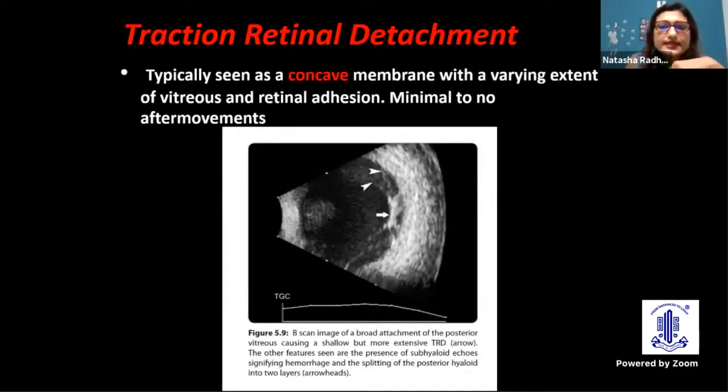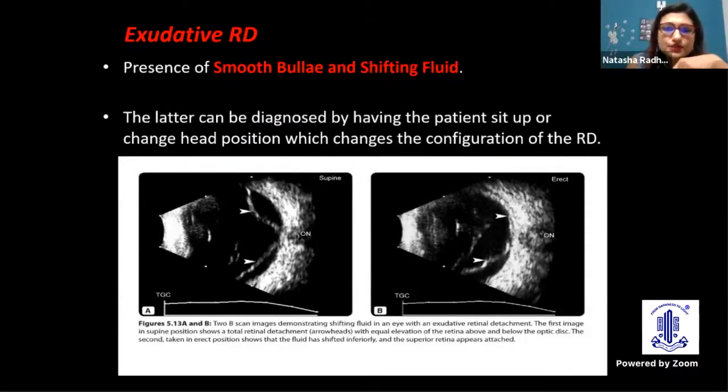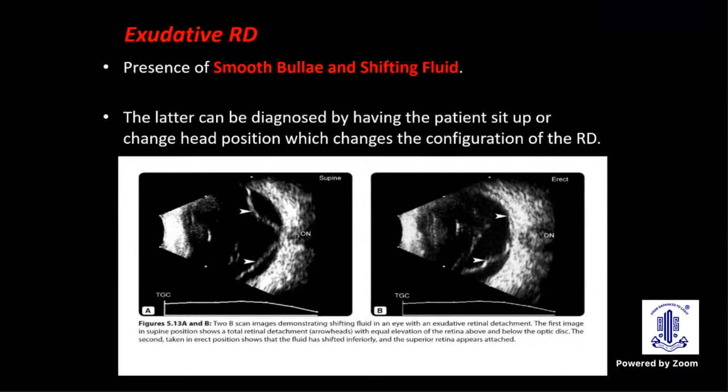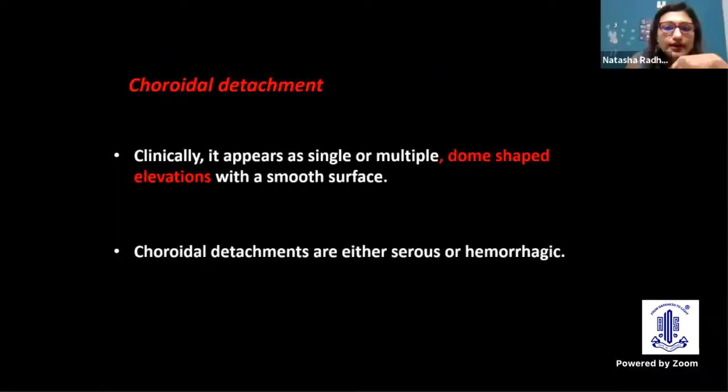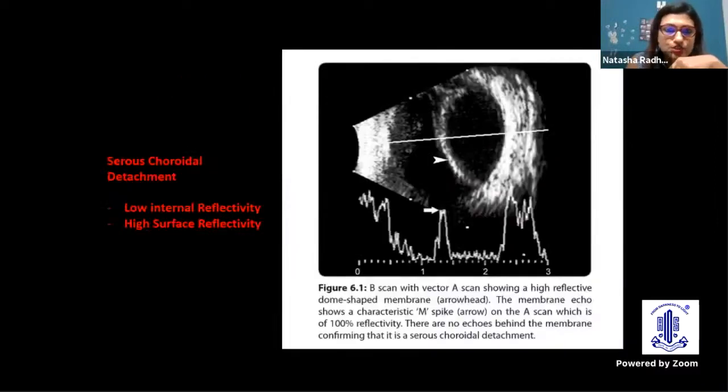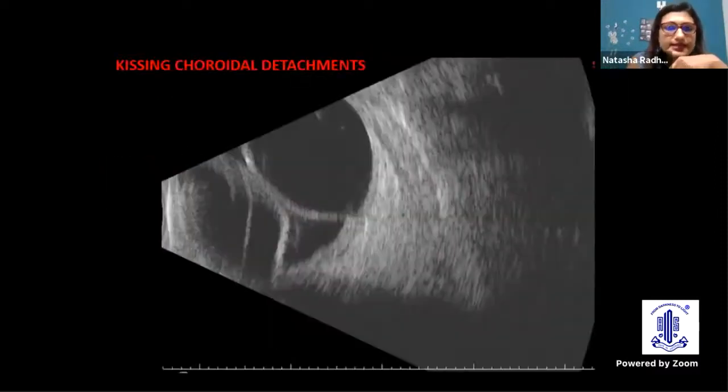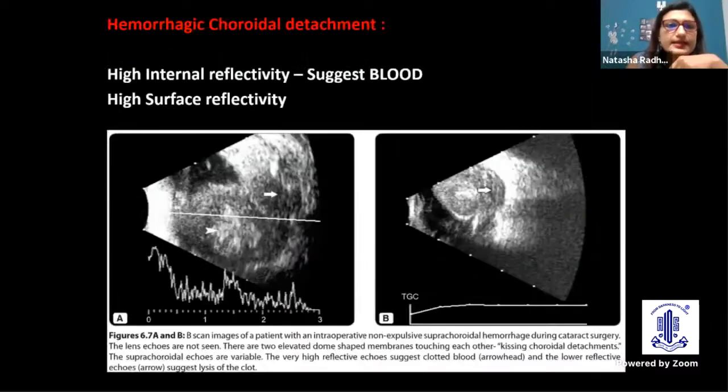Traction retinal detachment is seen as concave membranes with varying extent of vitreous and retinal adhesion, with minimal to no after movements. Exudative detachment shows a smooth bullae and shifting fluid. Sometimes you will get echoes inside because of the subretinal fluid being exudates, and you will also be able to demonstrate the changed head position. Choroidal detachment is a dome-shaped elevation with a smooth surface with no after movements at all. The serous will be clear inside, and you can get kissing choroidals, and hemorrhagic will have echoes inside.